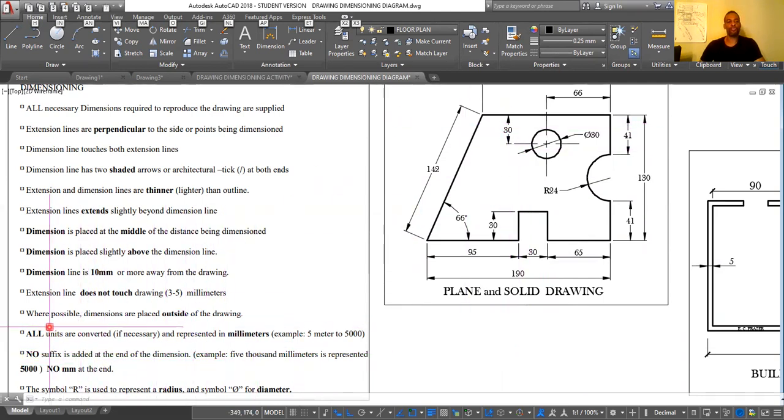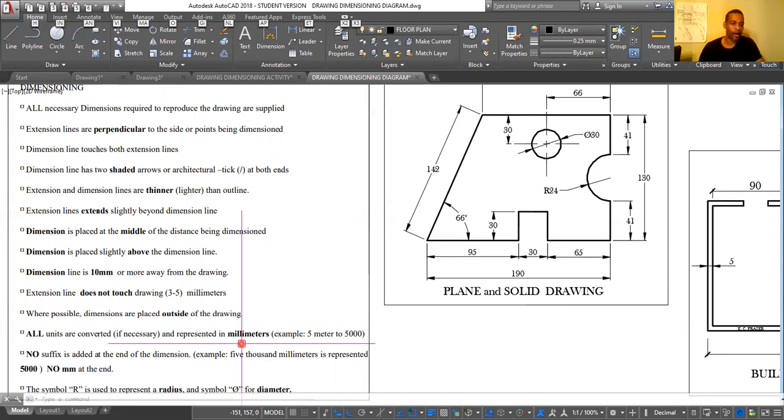It's also important to note that all units must be converted to millimeters, which is the standard unit for drawing in AutoCAD, for CXC and in the Caribbean. So you will find cases where CXC or other papers might give units such as meters or kilometers. The first thing to do is to convert those units to millimeters before you actually dimension a drawing. Very important.